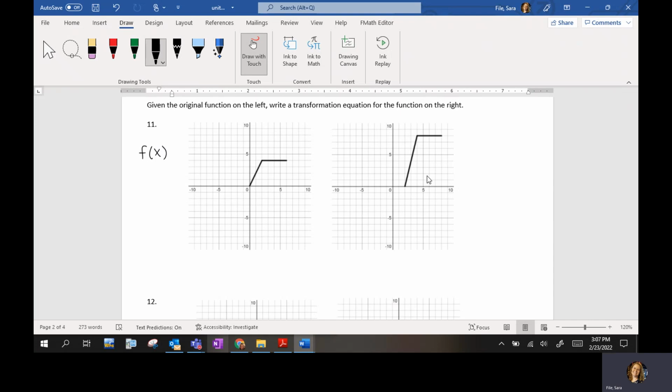It changes into this. I need to be able to write a transformation equation that describes what's happened. Okay, now, for the sake of reviewing with you, I'm going to write it in words as well. Okay, so this graph, this point that is normally at 0, 0 has shifted over 2. So I know it's gone right 2. Okay.